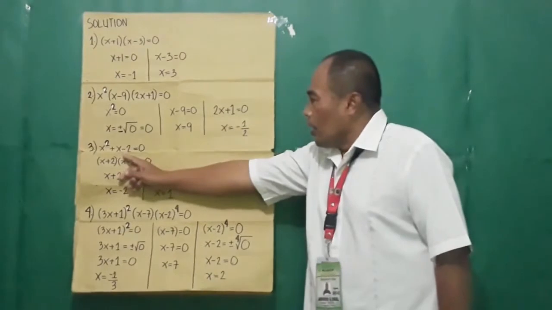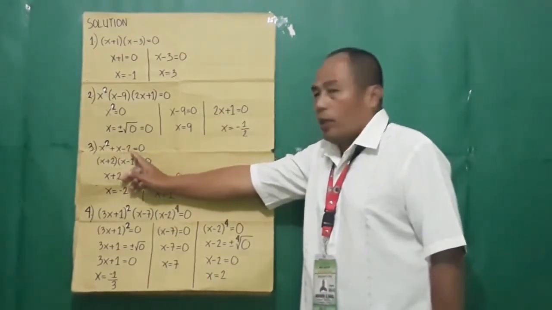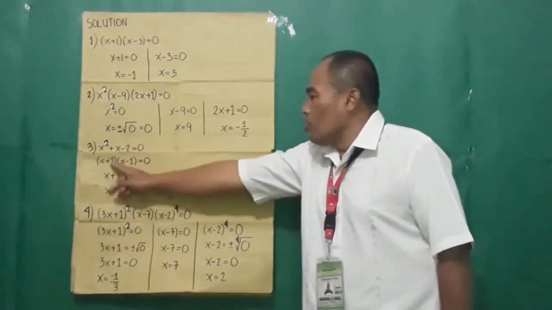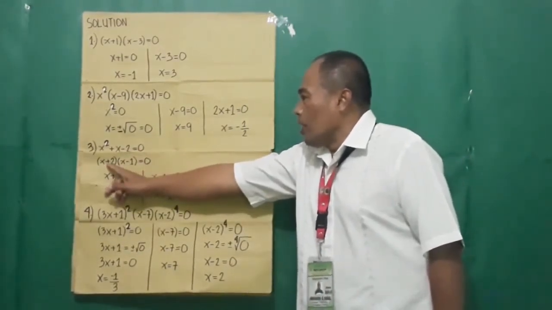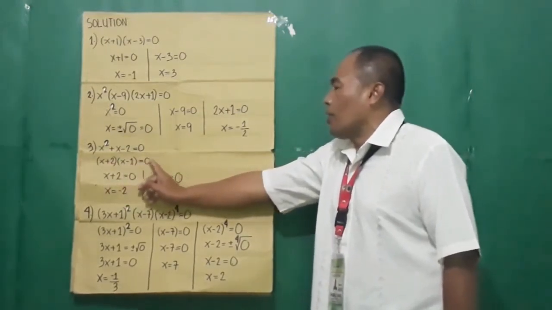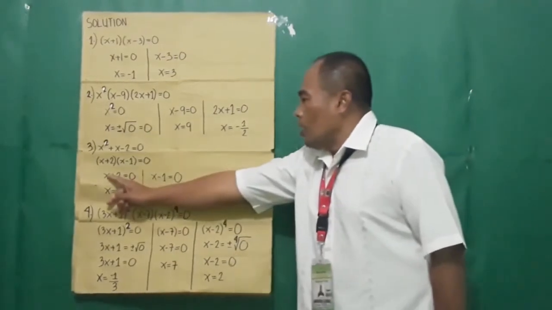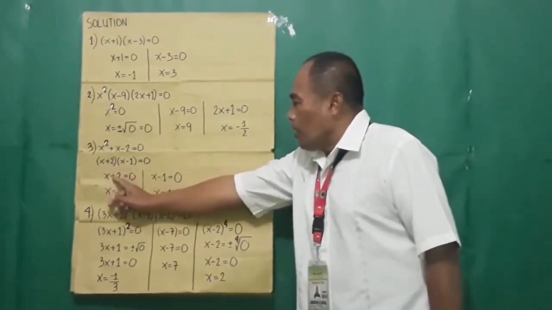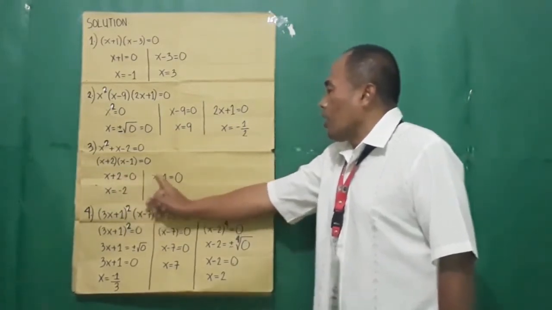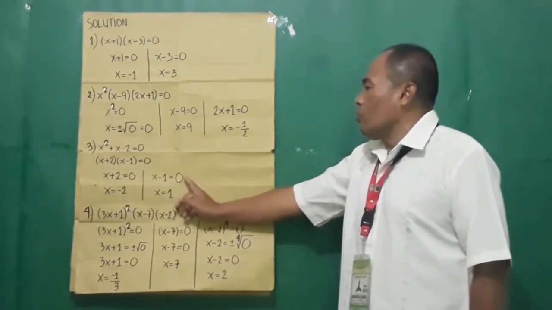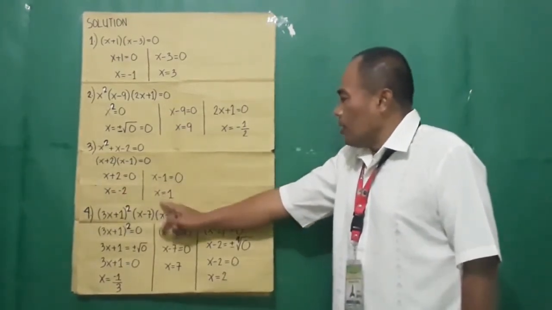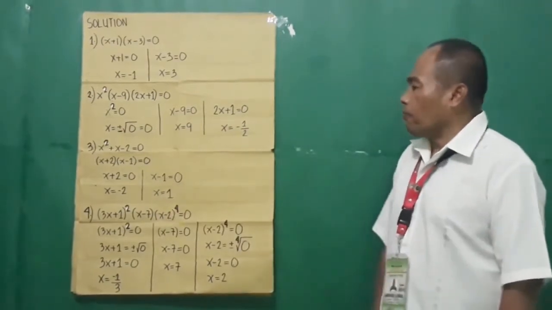Number 3, x squared + x - 2 = 0. Factor this equation, that is (x + 2)(x - 1) = 0. So use the zero product property. So x + 2 = 0 and x - 1 = 0. Then x = -2 and here x = positive 1.